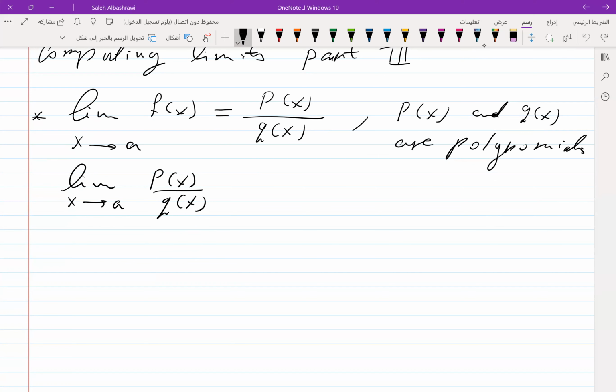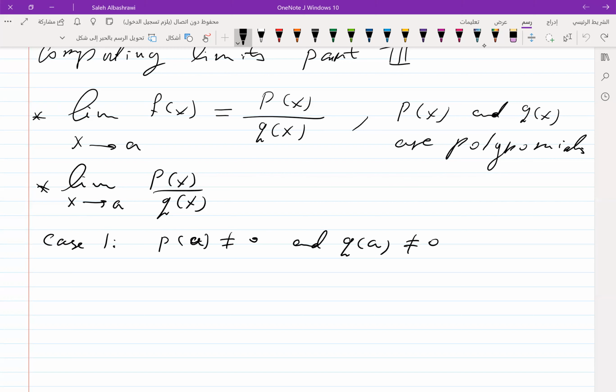Case number one, p of a is not equal to 0 and q of a is not equal to 0. Because as we mentioned in the second part, the limit of a polynomial is just direct substitution of the variable x. The limit of p of x equals p of a, and the limit of q of x equals q of a. So if we want to find the limit of a rational function, we just replace x by the given number, that's a. So I will have p of a divided by q of a.